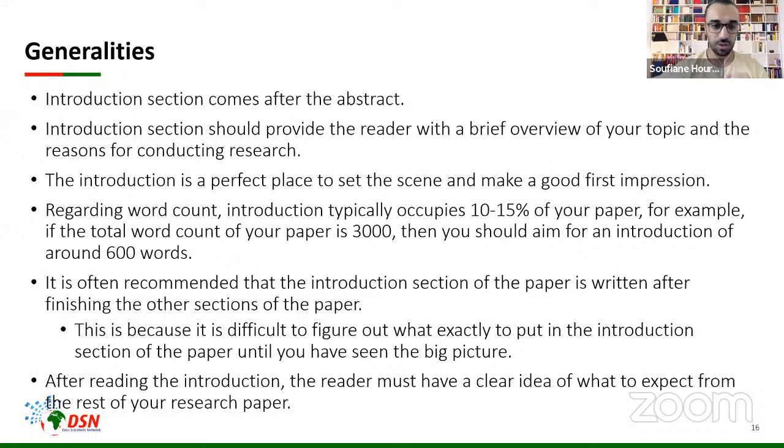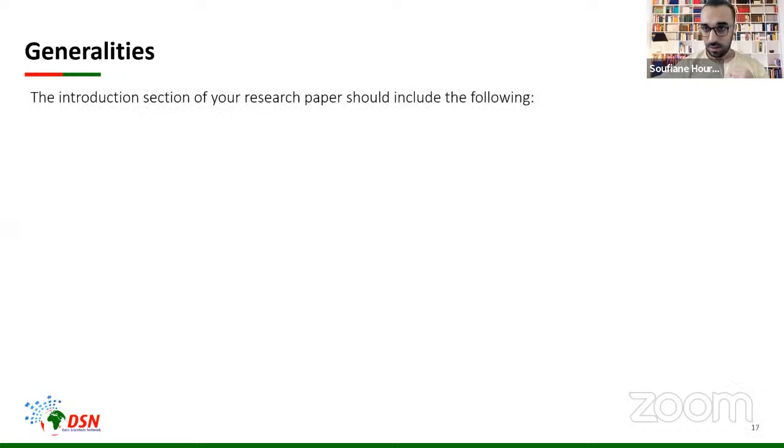Good. So the introduction section of your research paper should include the following. The first one: you should start with a general introduction. Always start with the general. It's not a good idea to start with a specific term. We need to start from the general, and after that we get more specific until arriving at the methodology. Then we need to present the problem, and define the problem that we are dealing with.